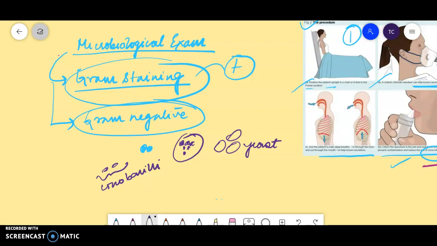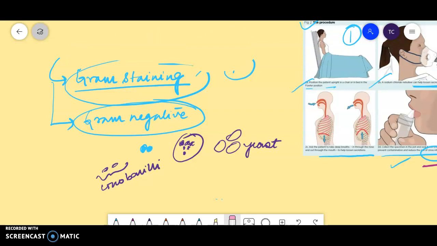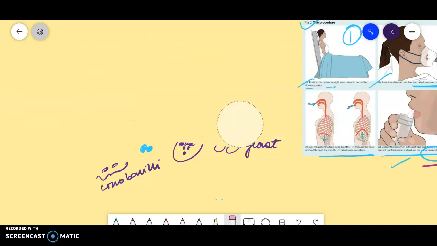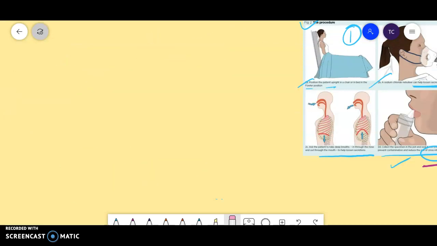Next, you go for the culture of the sputum. The sputum sample for culturing should contain less than 25 squamous cells per low power field, or less than 10 squamous cells per high power field. In this method, you take the sputum sample, dilute it if you want, and inoculate it onto blood agar.